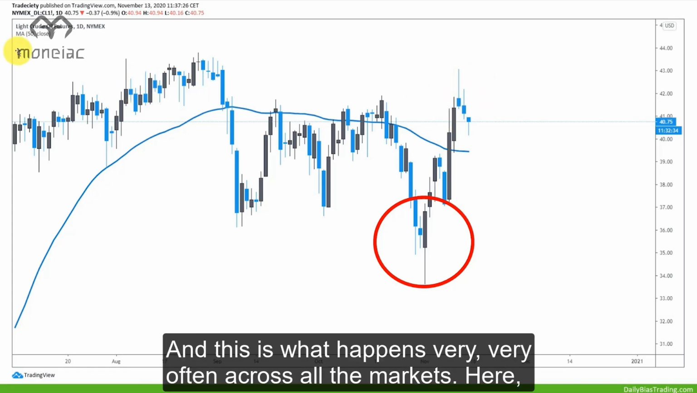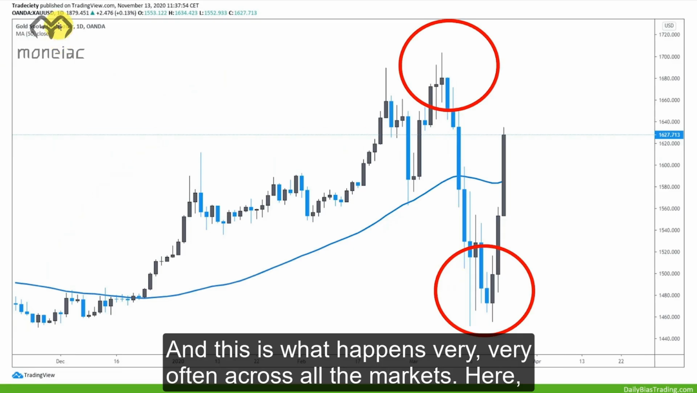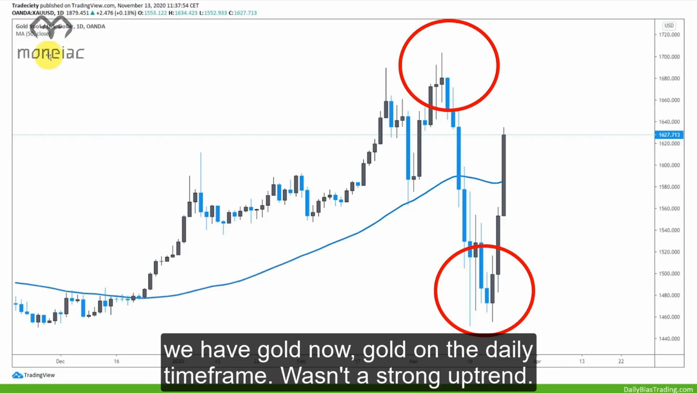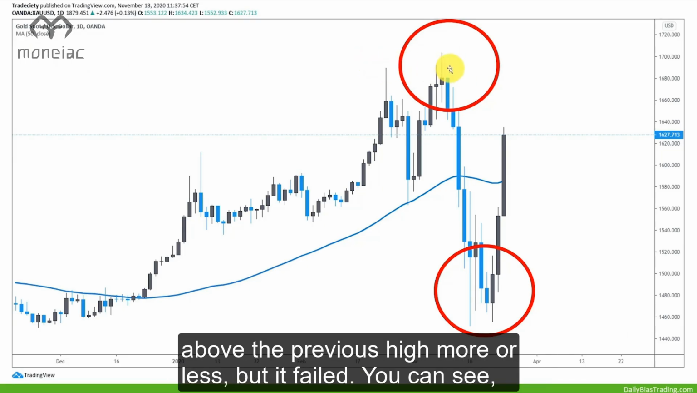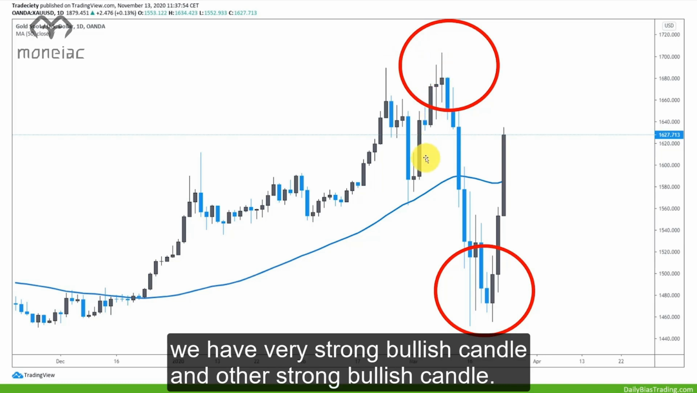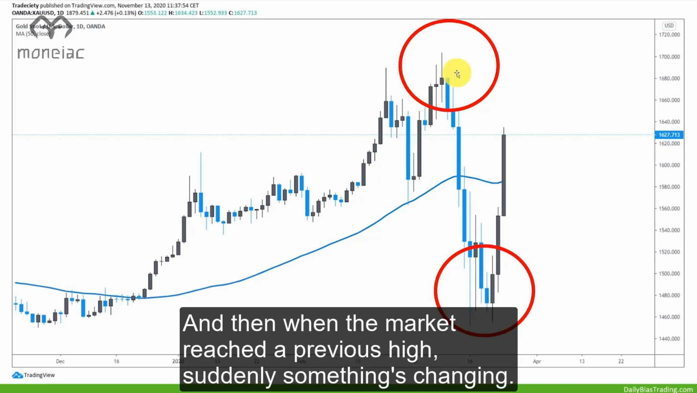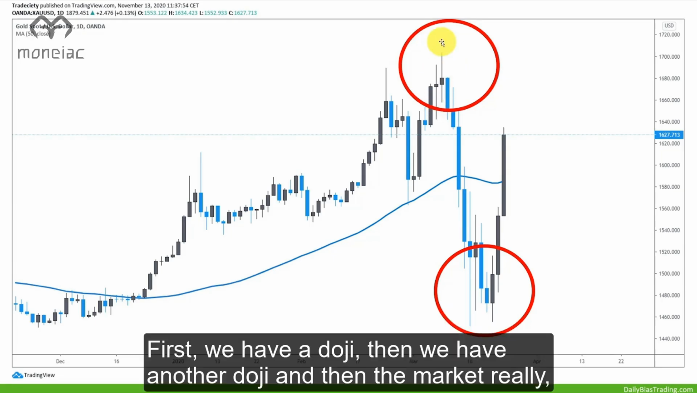And this is what happens very, very often across all the markets. Here we have gold now. Gold on the daily time frame was in a strong uptrend. You can see here the market tried to break above the previous high more or less, but it failed. We have a very strong bullish candle, another strong bullish candle, and then when the market reached the previous high, suddenly something is changing. First we have a doji, then we have another doji, and then the market really, really collapsed.